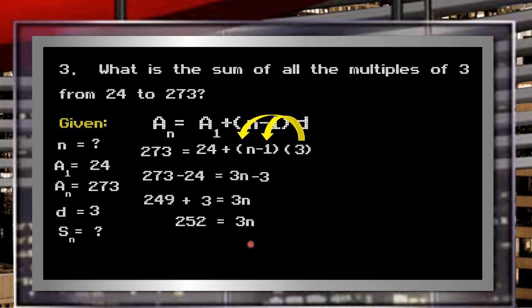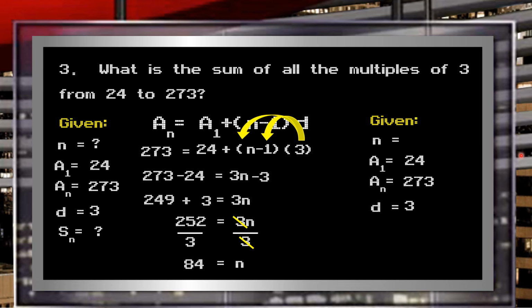Paano nga makakancel yung 3 na katabi ni n? Divide both sides by 3. Ayan, cancel na yung 3. Ang matitira na lang ay n. n is equal to, when we divide 252 divided by 3, the answer is 84. Ayan, meron na tayong n. Ang n natin ay 84. Okay?